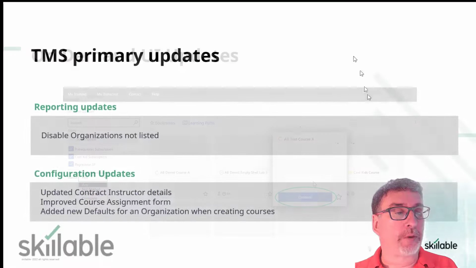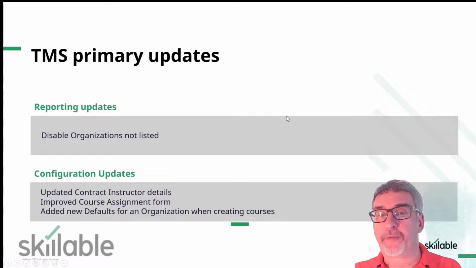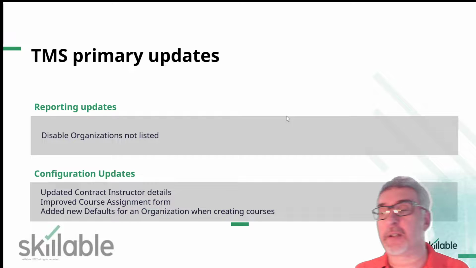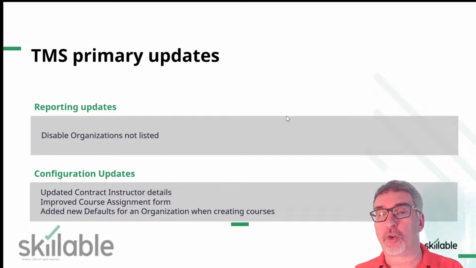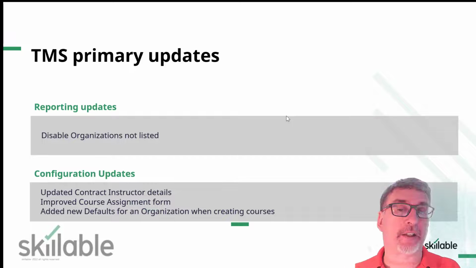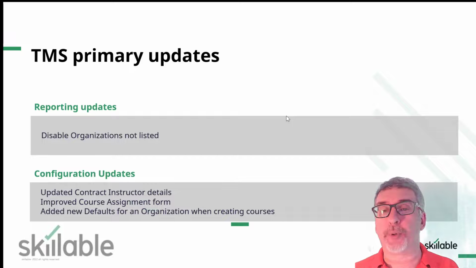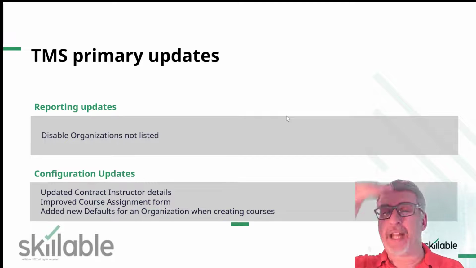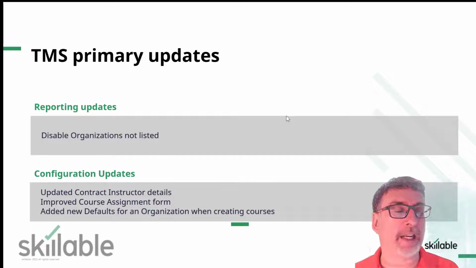Other things we've also done is, first of all, if you work in an environment where you've got lots of organisations, so maybe you've got partner companies, or you divide your organisation structure up quite granularly. One of the problems we had, and this is something that maybe affects Skillable more than anybody else, was when organisations got disabled, they were still in the list. You could still see them, so it just made the list unmanageable, really long, really messy.